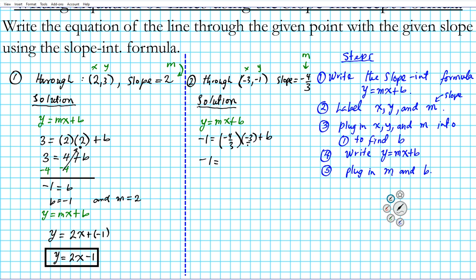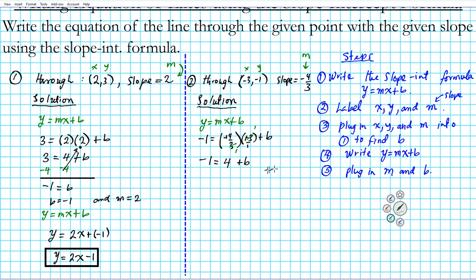You can write this as a fraction. When you multiply the same signs, it's always a positive. And then you can divide the 3. 3 goes here 1, 3 goes here 1, and multiply across, okay? 4 times 1 is 4, 1 times 1 is 1. So you just have 4 here. -1 equals 4 plus b.